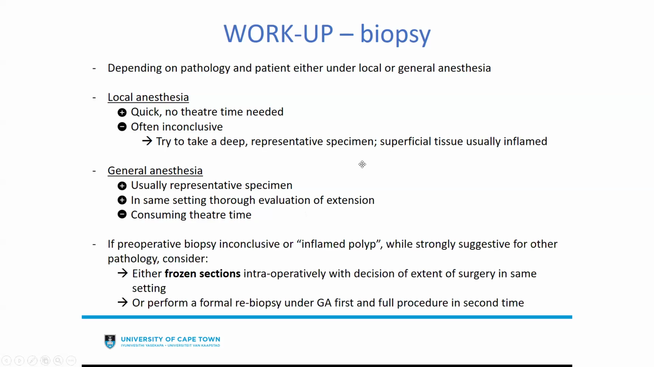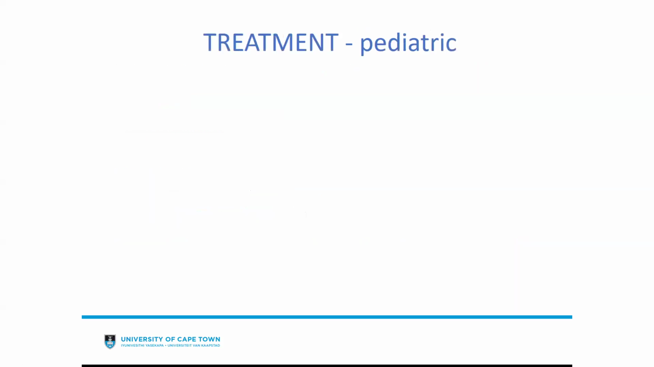If your preoperative biopsy is inconclusive or shows an inflamed polyp or necrotic tissue, while you have the strong feeling that it might be something else, you can consider either to take frozen sections intraoperatively and then decide during the operation how you will extend your surgery, or you can first perform a formal rebiopsy under general anesthesia and do a full procedure a second time.